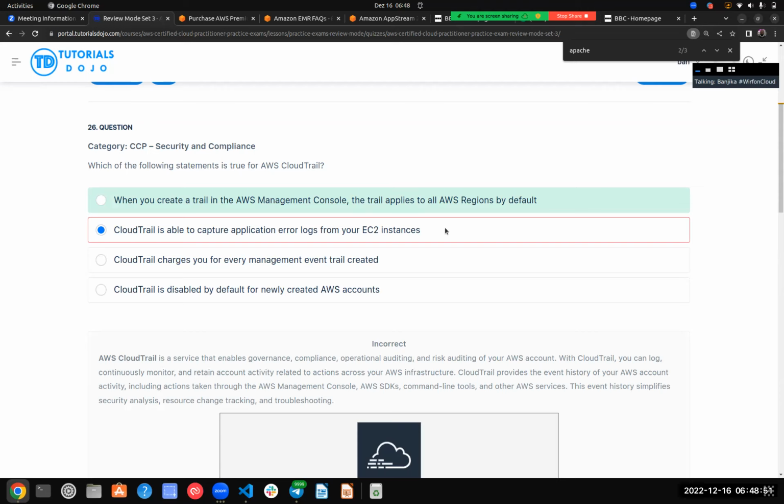CloudTrail doesn't work on the instance level. It doesn't work on application errors. CloudTrail is tracking account activity: who does what and where. CloudTrail will figure out who created an EC2 instance. It will figure out who deleted an EC2 instance, but it will not be tracking application errors. That's something not for CloudTrail because that is different.